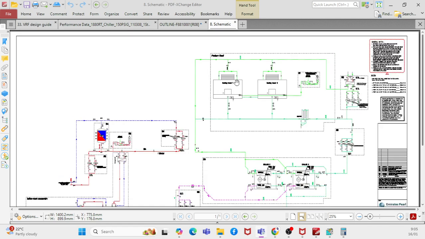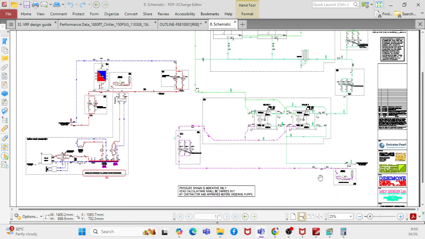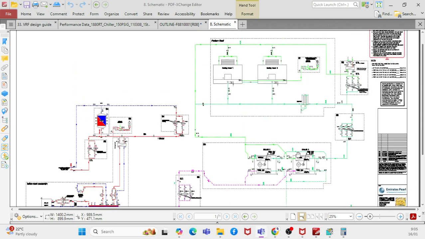Then this is the circuit in general. When you say open loop system, is it because heat rejection is happening? No, it's not like that. When you have a closed system, the water is within the piping, not exposed to the atmosphere. The building side is a closed system. But on the cooling tower side, it is exposed to the atmosphere.